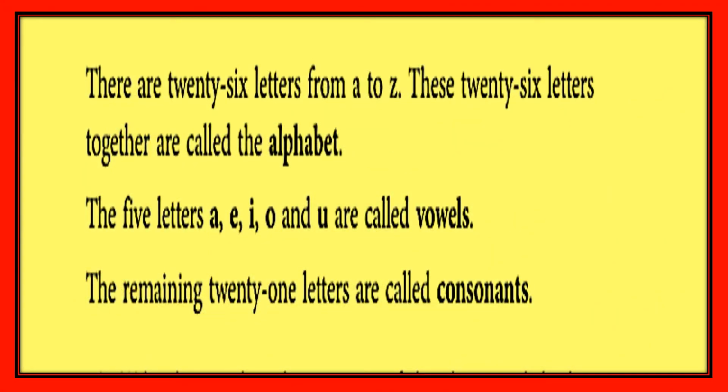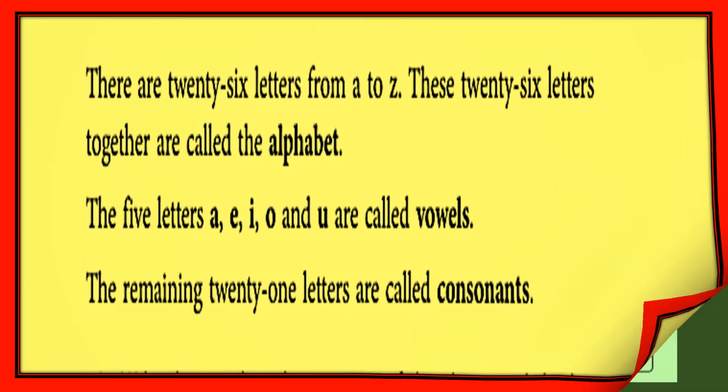So, children, how many letters are there? There are 26 letters from A to Z. These 26 letters together are called the alphabet. The 5 letters A, E, I, O and U are called vowels. And the remaining 21 letters are called consonants.